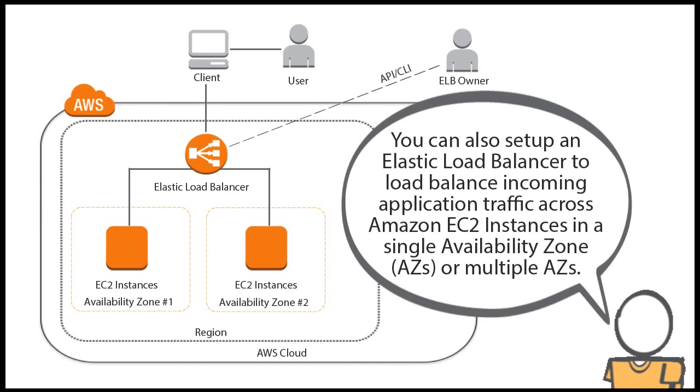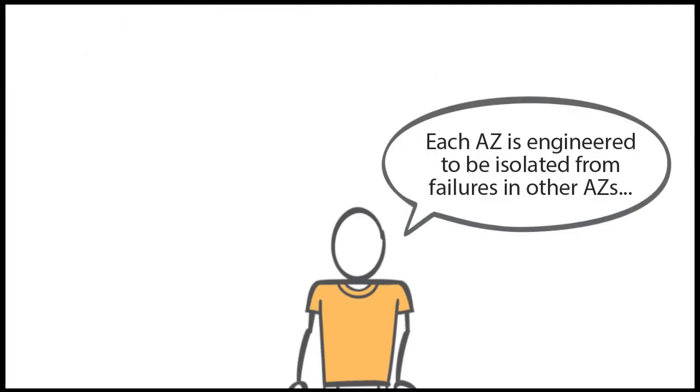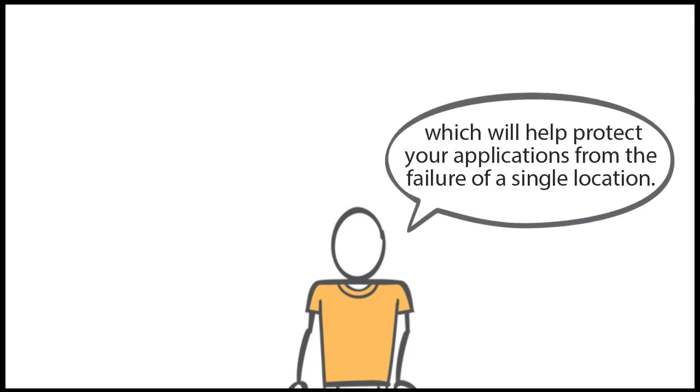You can also set up an elastic load balancer to load balance incoming application traffic across Amazon EC2 instances in a single availability zone or multiple AZs. Can you remind me what availability zones are? An availability zone is a collection of compute resources in a distinct physical location. You can think of them like data centers. Each AZ is engineered to be isolated from failures in other AZs, which will help protect your applications from the failure of a single location.